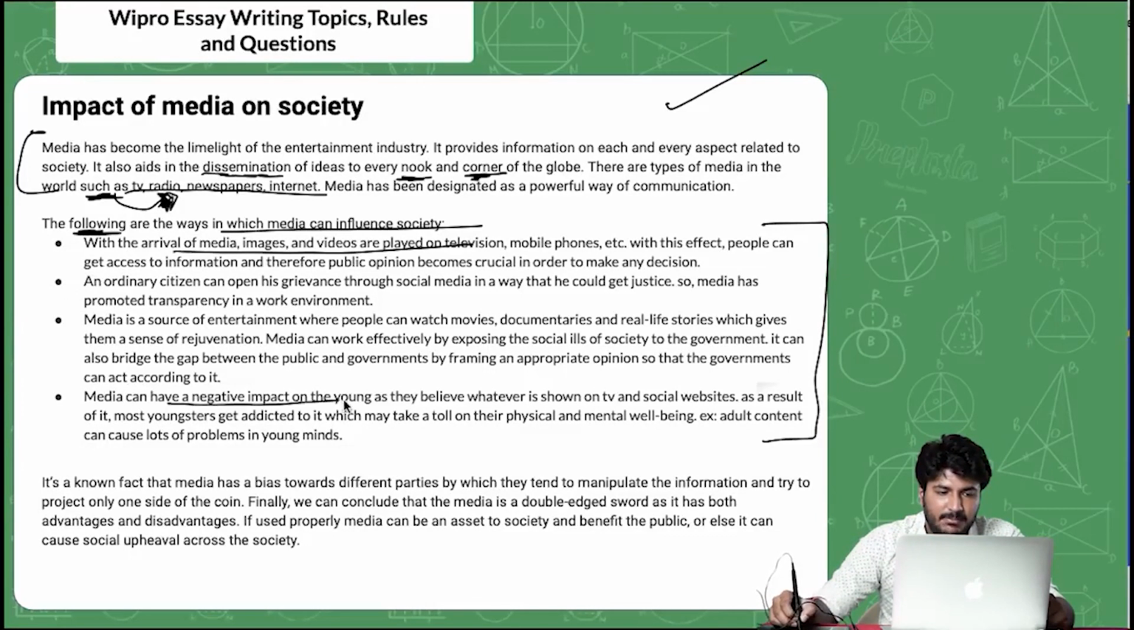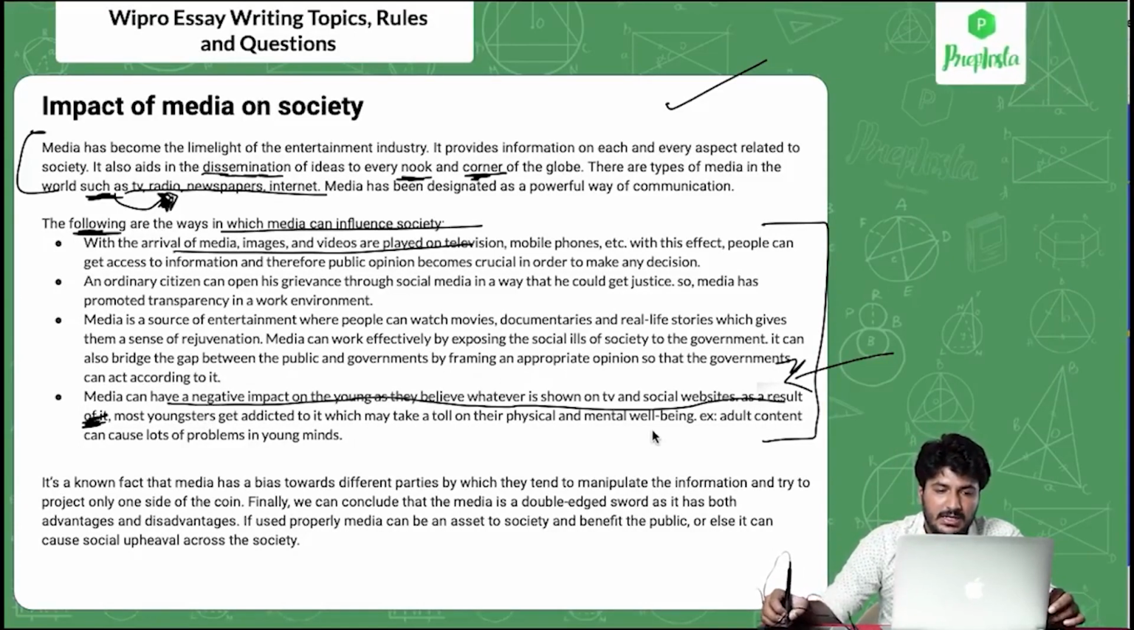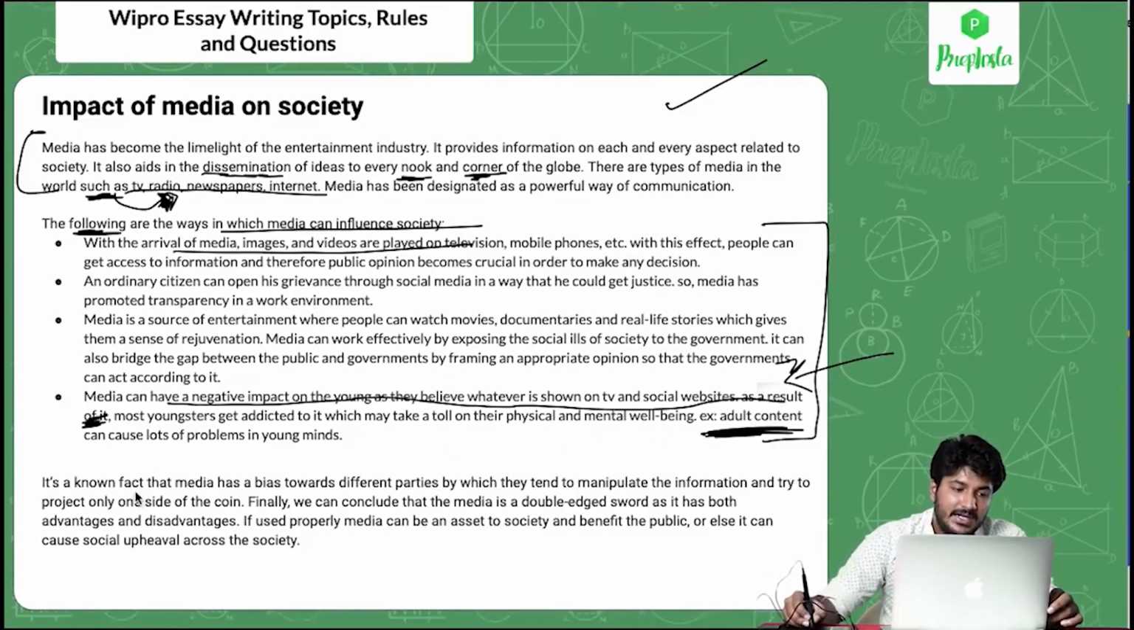Media can have a negative impact on the young, believing whatever is shown on social media websites. As a result, right, so this is going to be highlighted by the system, as "as a result" could be a conclusion that the user is making. So I just want you to know about that. Examples he's giving again, which is a very good thing for the system. It is a known fact.